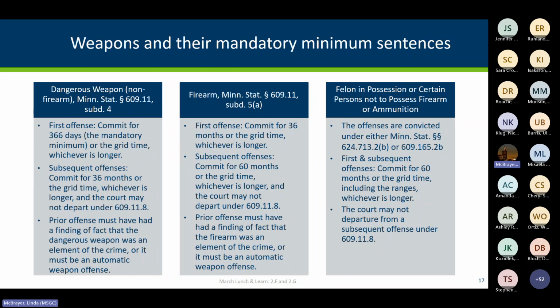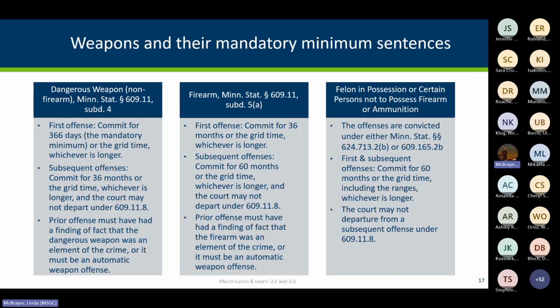When you have a subsequent dangerous weapons offense, it means that you have prior history where there was a finding of fact that a dangerous weapon, non-firearm, was an element of the crime. So you have a current assault in the second degree with a dangerous weapon and no criminal history, that's going to be a commit for 21 months because 21 is longer than 366.